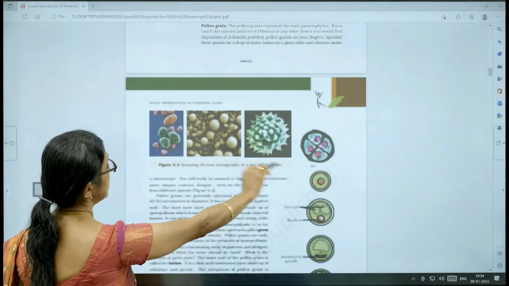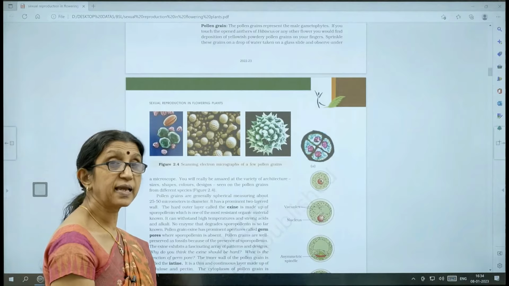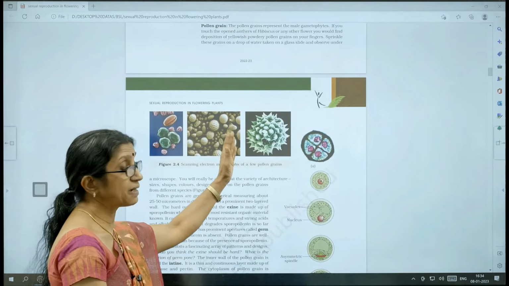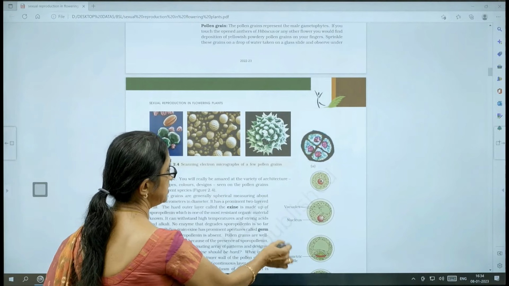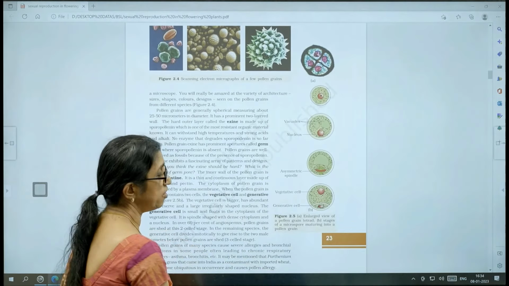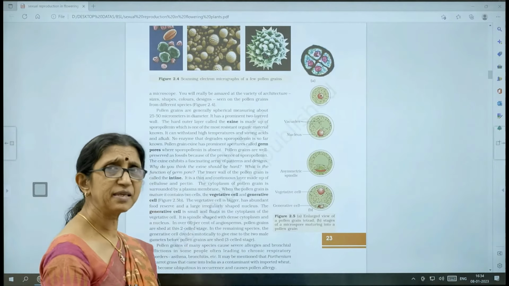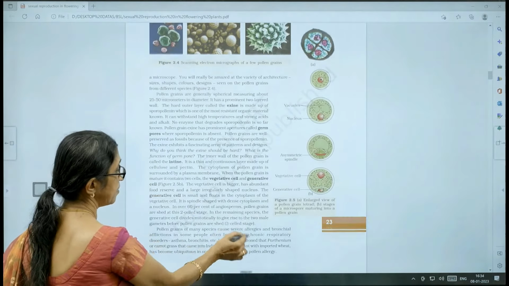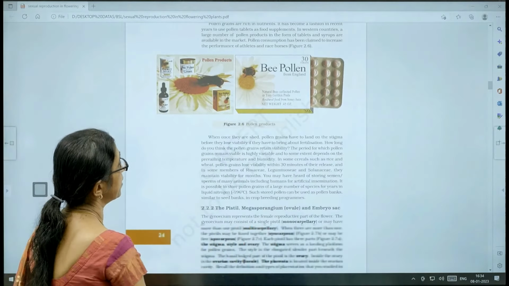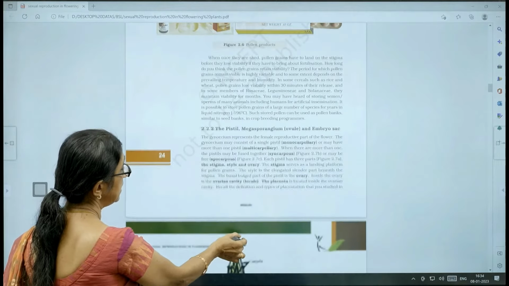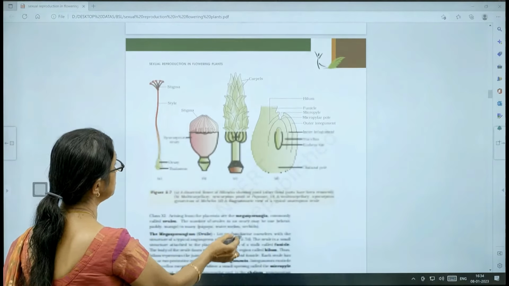This is the ultrastructure of pollen grains. The photos taken through scanning electron microscope. It clearly shows the exine pattern. And this explains the formation of generative cell within the parent pollen grain. Everything you have studied in detail. Yes. Then the pollen products, they are rich in nutrients. Okay. This is the first one.